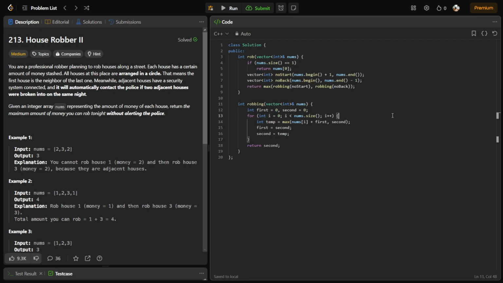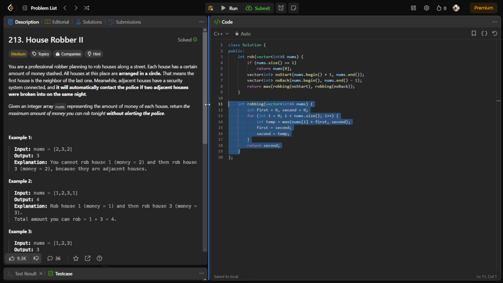LeetCode Problem number 213, House Robber 2. So this question is very similar to the first House Robber question. If I explain more about this function here, it calculates the maximum amount of money we can rob without robbing adjacent houses, right? Because if you do rob adjacent houses, there will be consequences, basically, right?